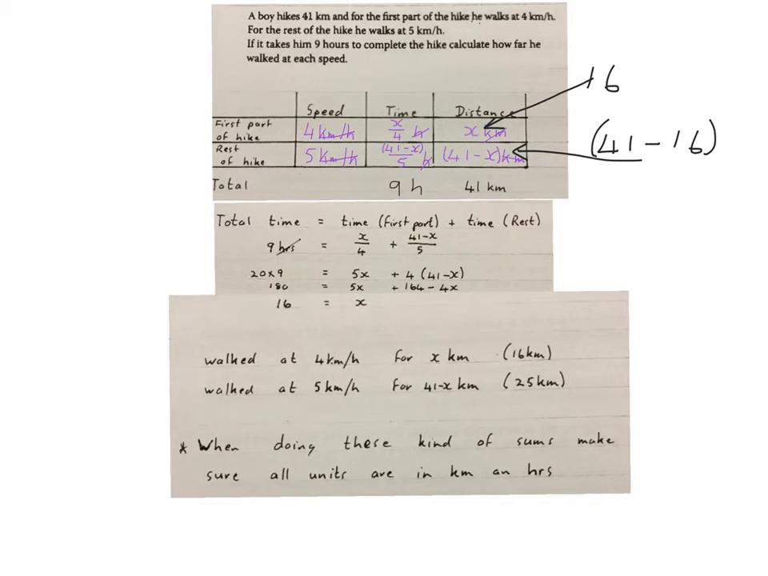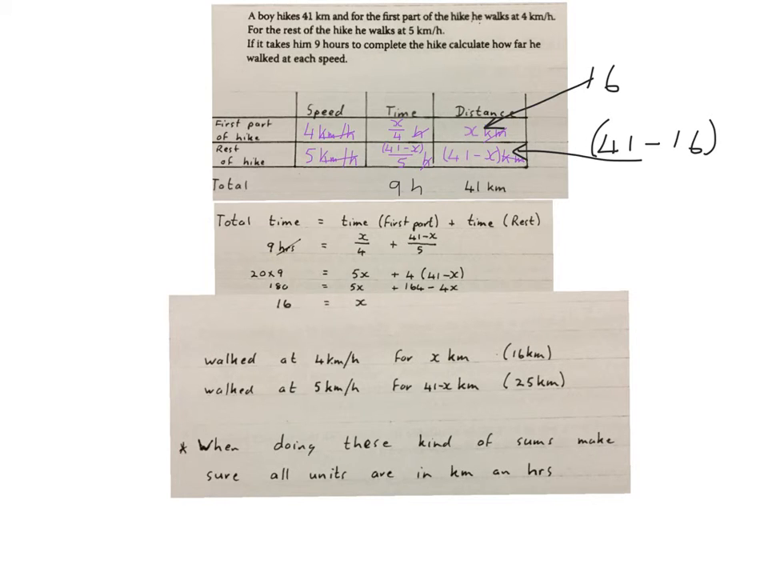And please finally remember, we said that if you're doing a word sum, because it's full of words, you must be able to answer them at the end with words. So we got the 16 is x. He walked at 4 kilometers an hour for x kilometers, which is 16 kilometers, and he walked at 5 kilometers an hour for 41 minus x kilometers, which is 25 kilometers. You could just have written, he walked at 4 kilometers an hour for 16 kilometers, and he walked at 5 kilometers an hour for 25 kilometers.